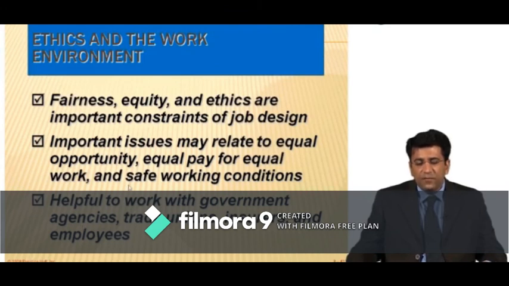Students, this sort of environment is helpful to work with government agencies, trade unions, insurers and employees. So for all of these stakeholders, the ethical environment is so important. If the organization is able to have this sort of ethical environment, they can always have good working relationships with the different stakeholders like government agencies, trade unions, insurers, employees, which are the most important stakeholders for any organization.